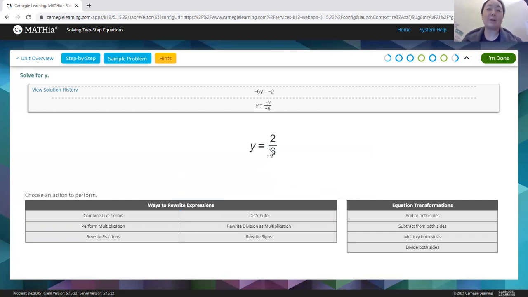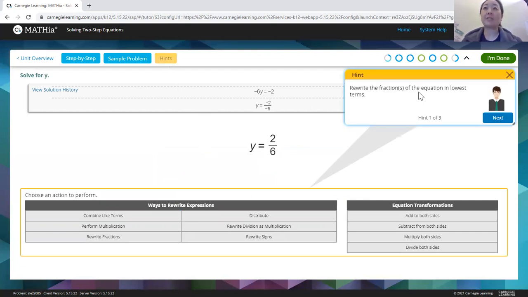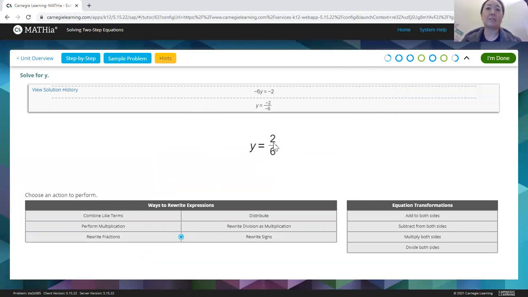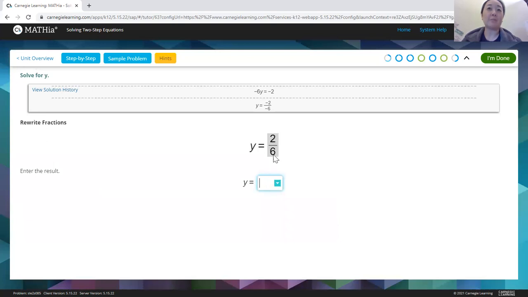Okay, good. Let's pretend I don't know how to do it. Let's ask for a hint. So rewrite fractions in the lowest terms. So I need to rewrite the fraction. So, what goes into both 2 and 6? 2. So 2 goes into 2 once, and 2 goes into 6 3 times.